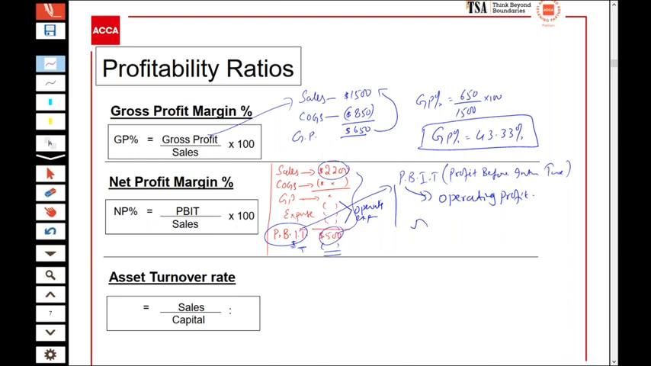So I need to calculate the net profit margin ratio. That is $500 divided by $2200 multiplied by 100. That gives me 22.7%. Gross profit? No, it's net profit. The net profit comes after deducting the operating expenses, and that means it is the operating profit.